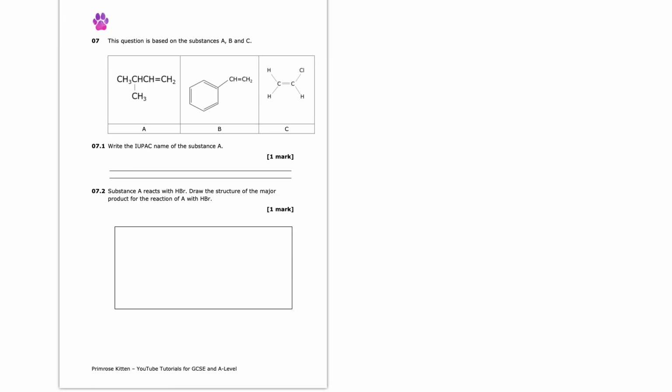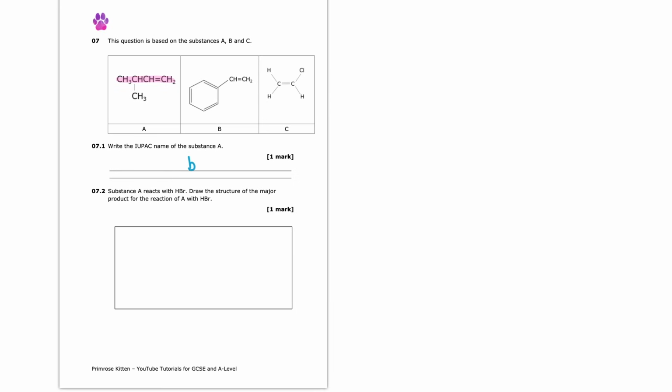Okay, so this question is based on the substances A, B, and C, and we're asked to name substance A. So here, the very first thing I would potentially do is draw it out, but in fairness, it's probably clear enough as it is. I would draw a line through the longest chain of carbon atoms. And here I can see that I have 4 carbon atoms in a row. And I can see that amongst those I have a butene because I have 4 carbons.